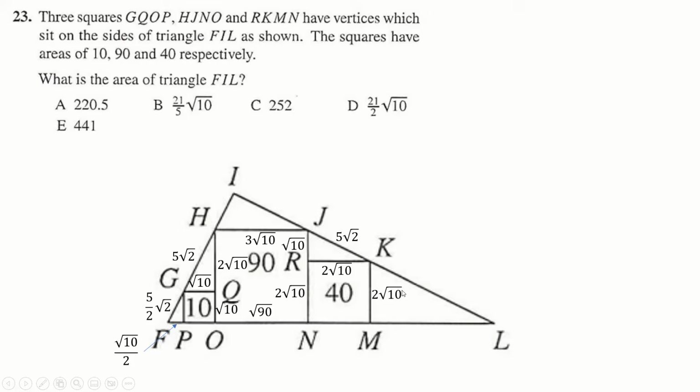These triangles are clearly similar because of all corresponding angles. So if this is 2 root 10 here, it's double this one, so that's 4 root 10 down there, and this is 10 root 2 over there. Okay, now for the last triangle up at the top here.